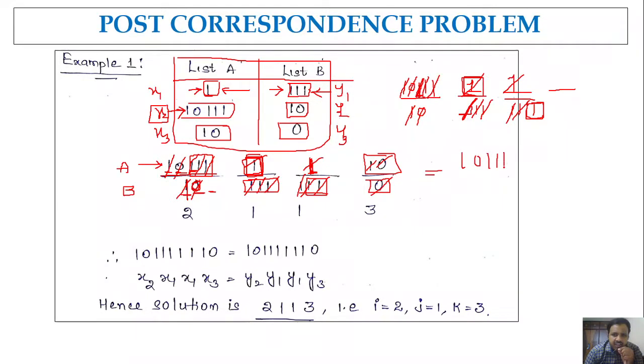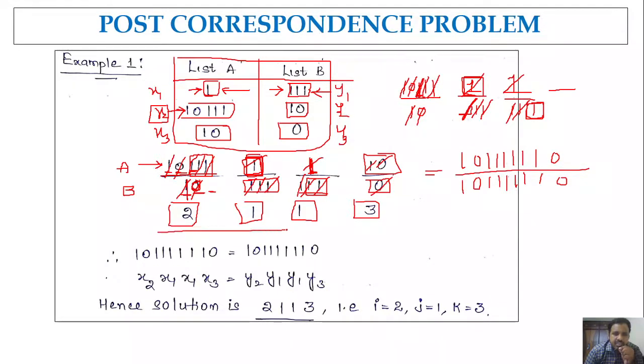The string in the numerator part is 1 0 1 1 1 1 1 1 0, and the denominator part also has 1 0 1 1 1 1 1 1 0. So we found the index sequence 2 1 1 3. That means we first selected x2 y2, then x1 y1, again x1 y1, and again x3 y3. So the sequence is 2, 1, 1, 3.